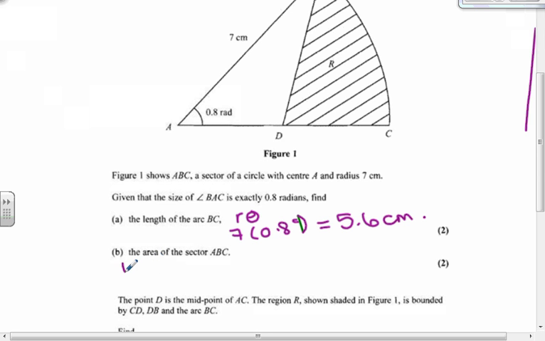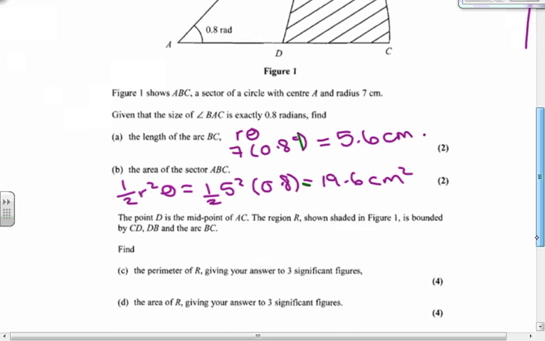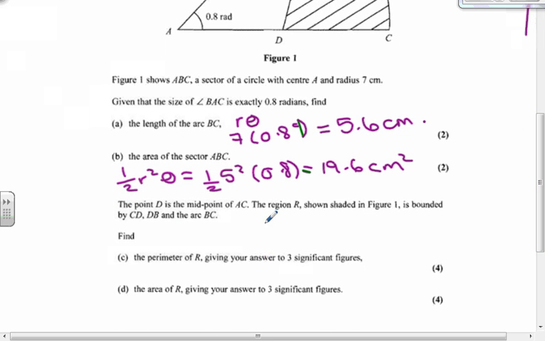B, find the area of the sector. Well, for that one, we use a half r squared theta, which is equal to a half of 7 squared times 0.8. And when you type that into your calculator, you get 19.6 centimetres squared. So the first two parts are standard of what we've done so far in the booklet.